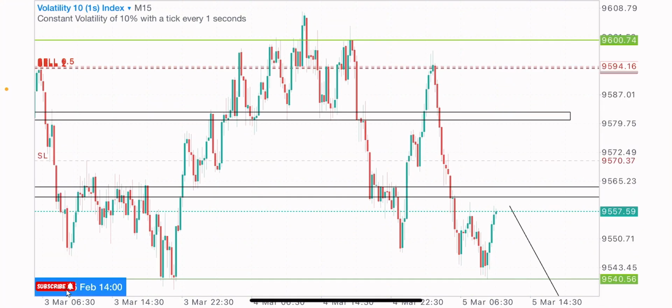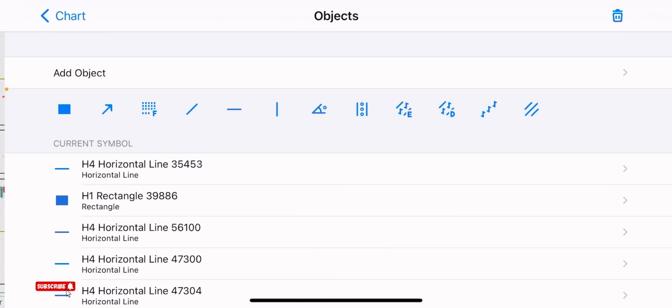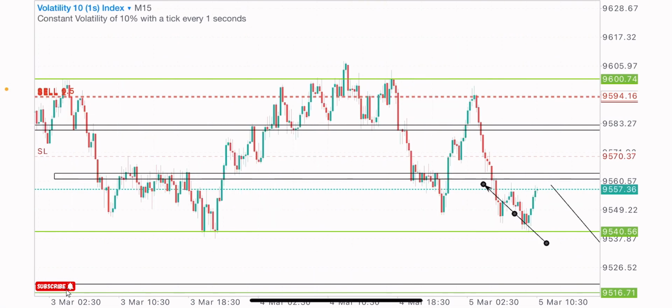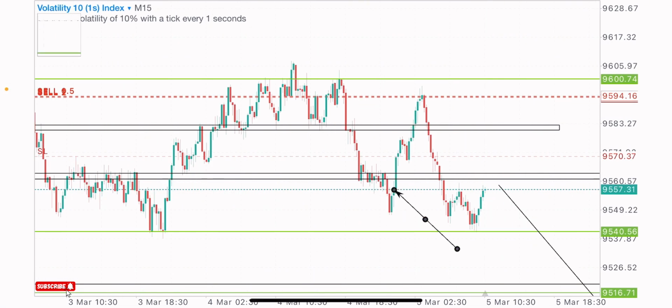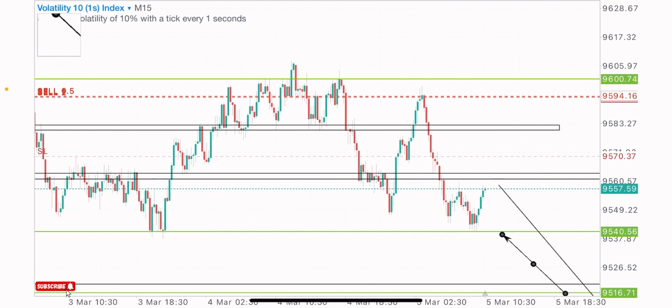So looking at the lower time frame structure, we can see that we got this level here, this zone on the 15-minute time frame, which price is trying to approach. That's why I'm not scared of holding the sells longer. I'm not scared because we could see price retest this zone, this level, for more sells.